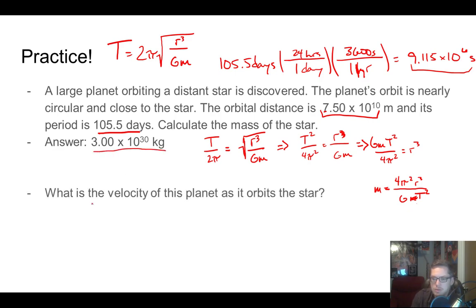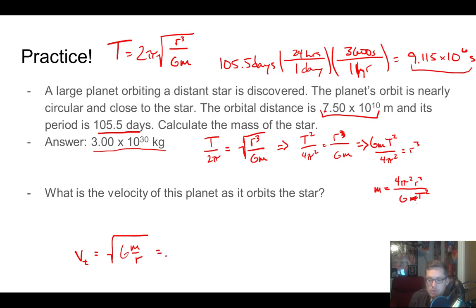All right, let's do one more. It says, what is the velocity of this planet as it orbits the sun? Or rather, it orbits the star. So we're going to use our other equation here, and this one's really nice because we're solving for velocity. Our equation is already solved for velocity, so that makes life a lot easier. So G times M over r.